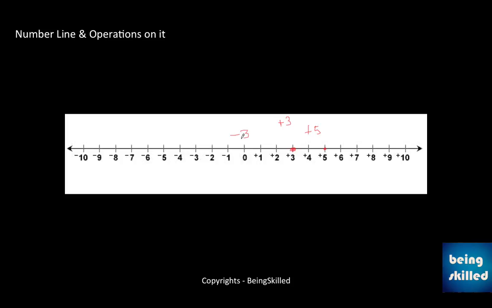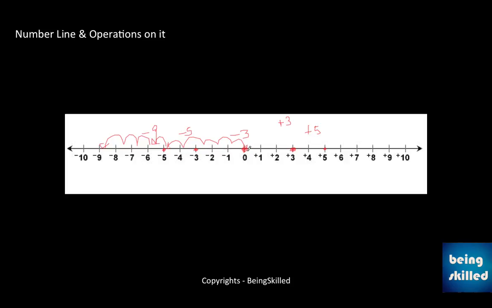For -3, on the left side we will have -3. For -5, it is on the left side of 0: 1, 2, 3, 4, 5. Fifth step. For -9, it is 4 more steps. 0 is over here. So this is how we locate numbers on a number line.